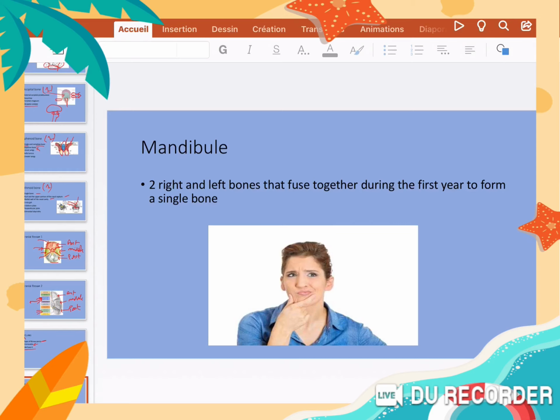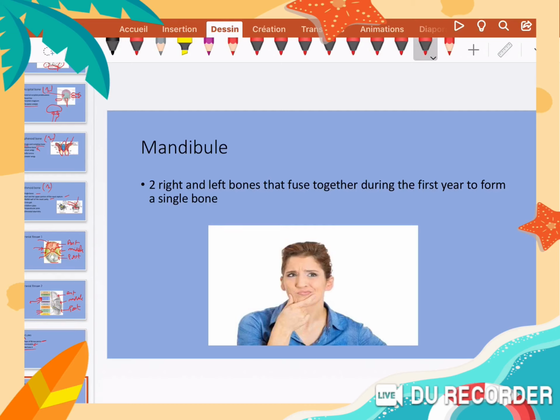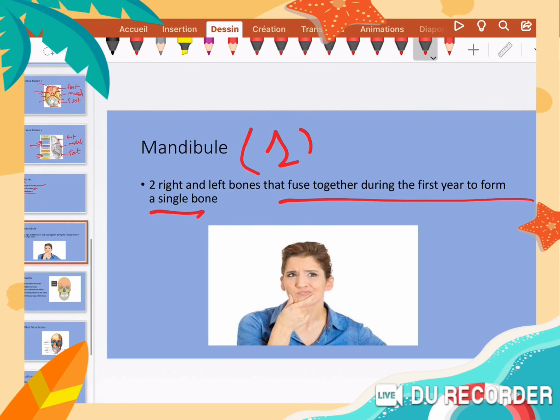Other note is that the mandible we have only 1. Okay, but it wasn't like that. We had 2 right and left bones, and those 2 bones fused together during the first year to form a single bone. Okay, we finished with the mandible.